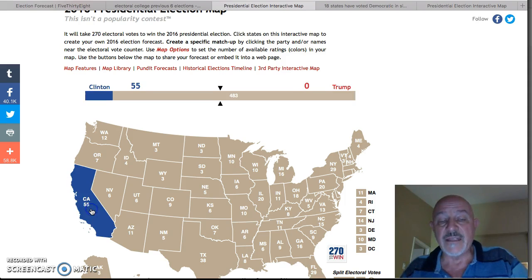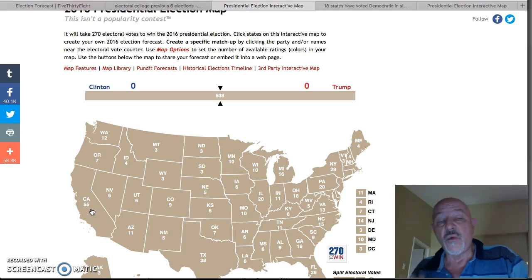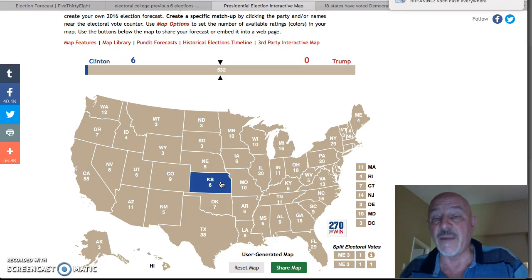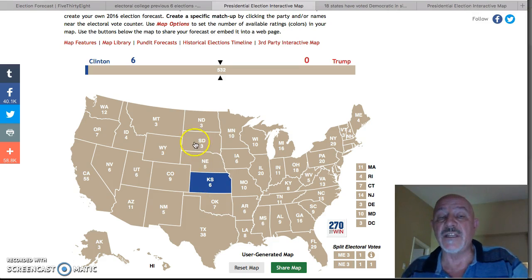Now notice as I have clicked on each one of these, what has happened. 270 to win has created a map so that I can create my own map of how I think the election is going to go. So for instance, if I think that Kansas is going to vote Democratic, I can click on it twice and it will turn blue, which is the color we've sort of designated for the Democrats, and 6 electoral votes will be put into the Democratic column.